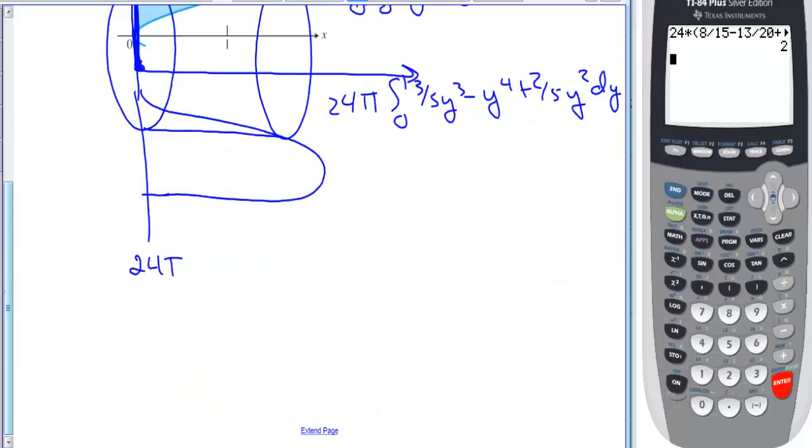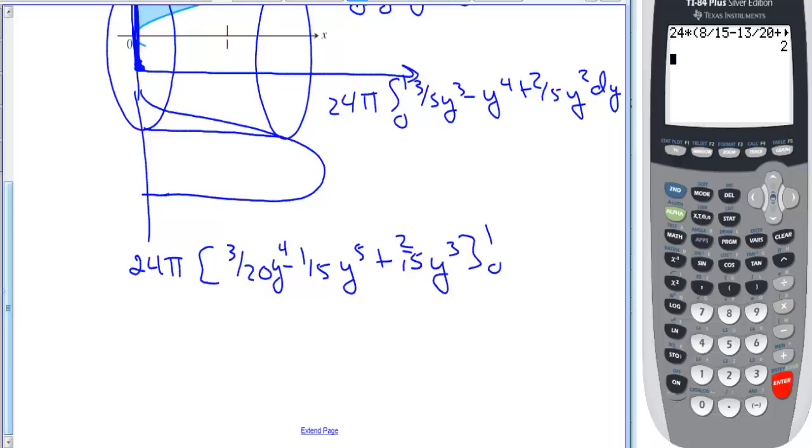So 24 pi times, that's going to be 3/20 y to the fourth minus 1/5 y to the fifth plus 2/15 y to the third, 0 to 1. Over 20ths, hopefully this all becomes 2. So 24 times, not plus, times 3/20 minus 1/5 plus 2/15. Got it, 2 pi.